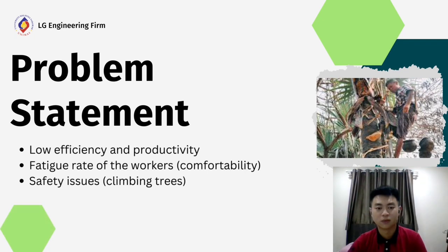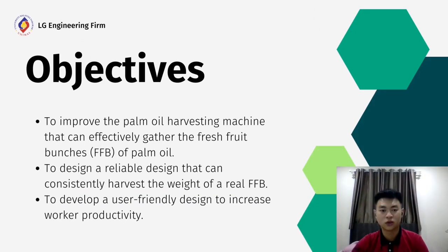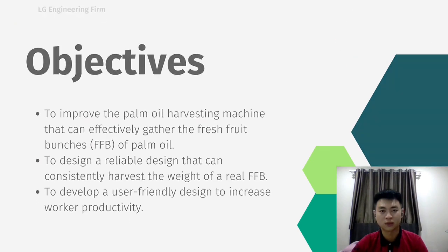There are 3 problem statements in this project, which are the low efficiency and productivity of the palm oil cutter, fatigue rate of workers, and safety issues. Next, we go to the objectives. There are 3 objectives here. The first one is to improve the palm oil harvesting machine so that it can effectively gather the fresh fruit bunch of palm oil. The second one is to design a reliable design that can consistently harvest the weight of a real fruit. The third one is to develop a user-friendly design to increase worker productivity.